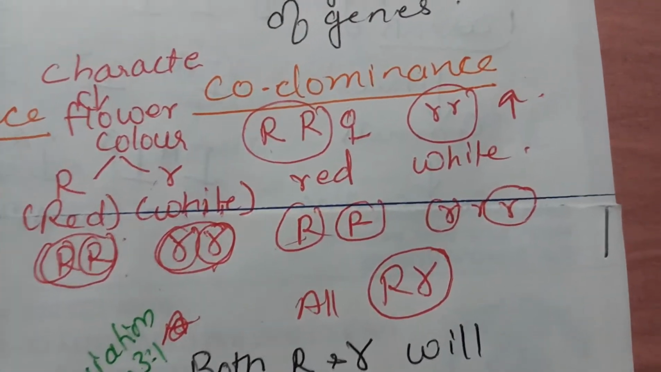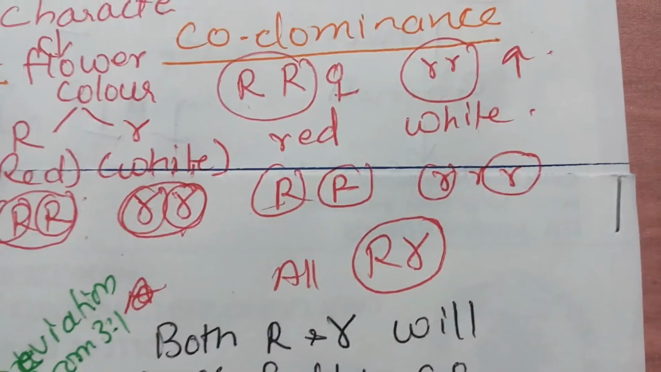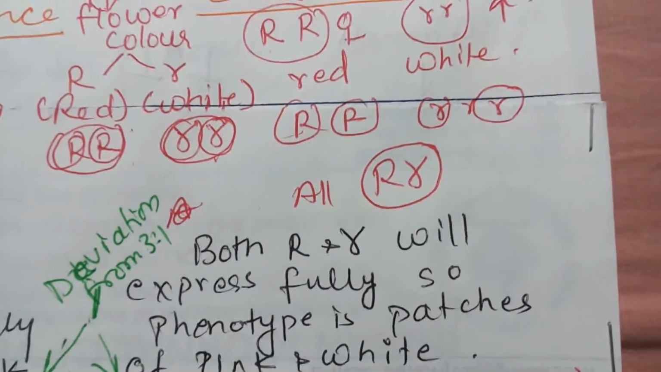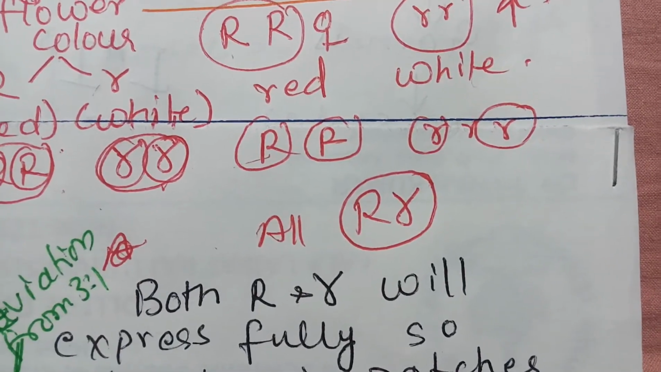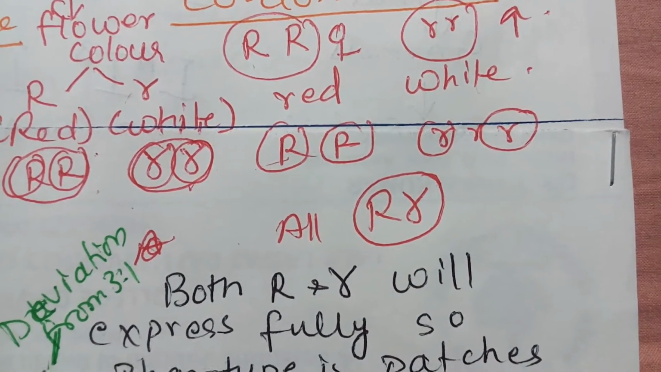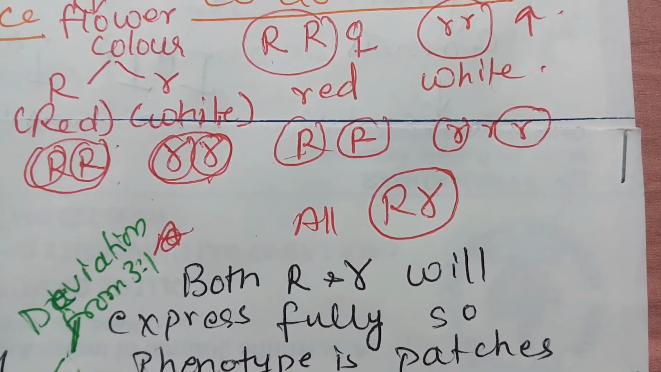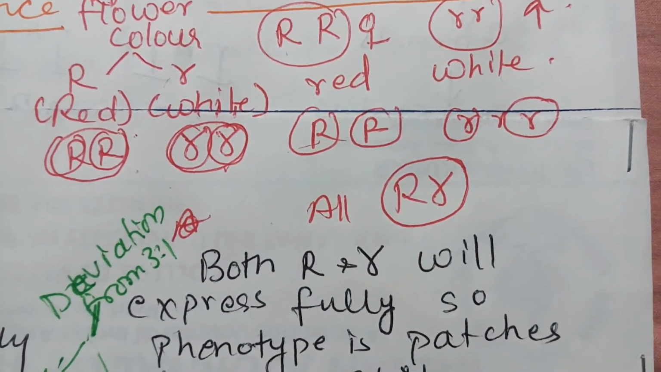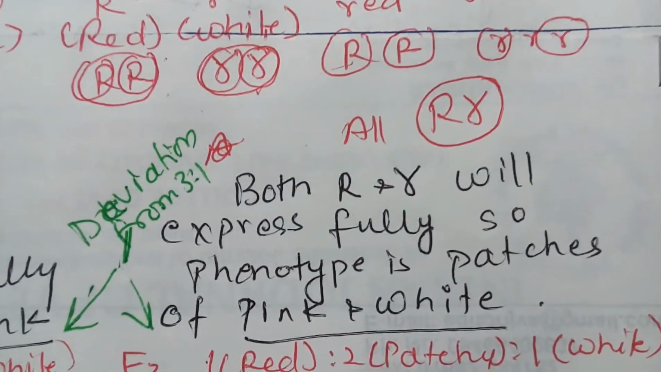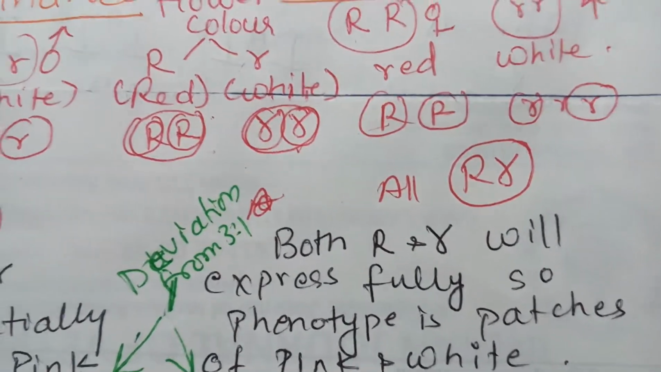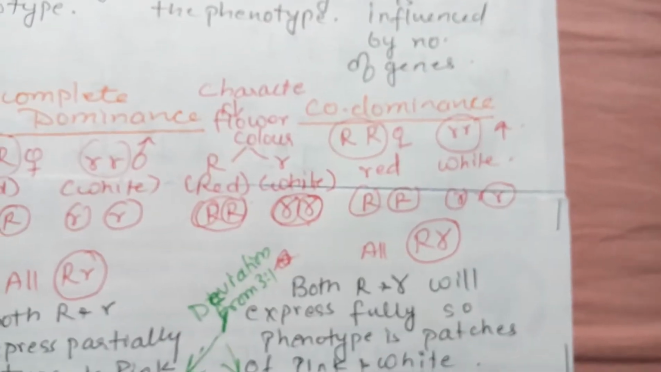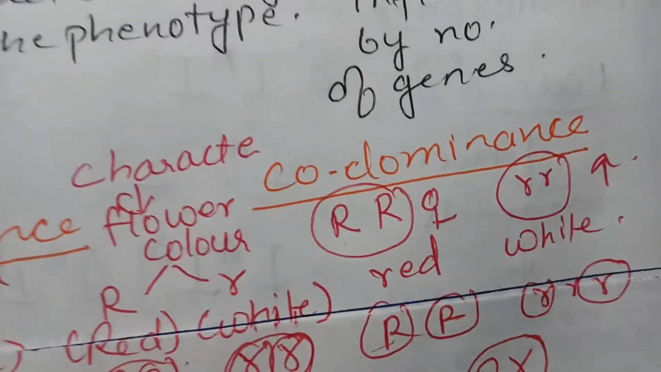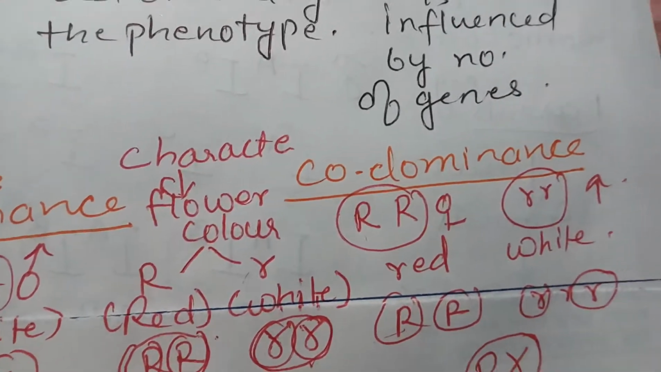Okay. Again, if you look at codominance, similarly parents are there, then gametes will form, meiosis will occur, and again in F1 both these alleles, capital R and small r, will express their character. So what you will see in the phenotype is patches of pink, patches of red and white flower.